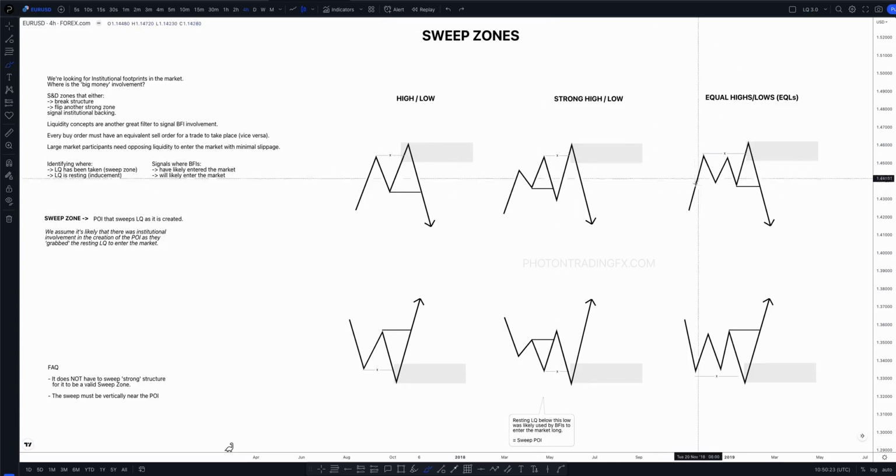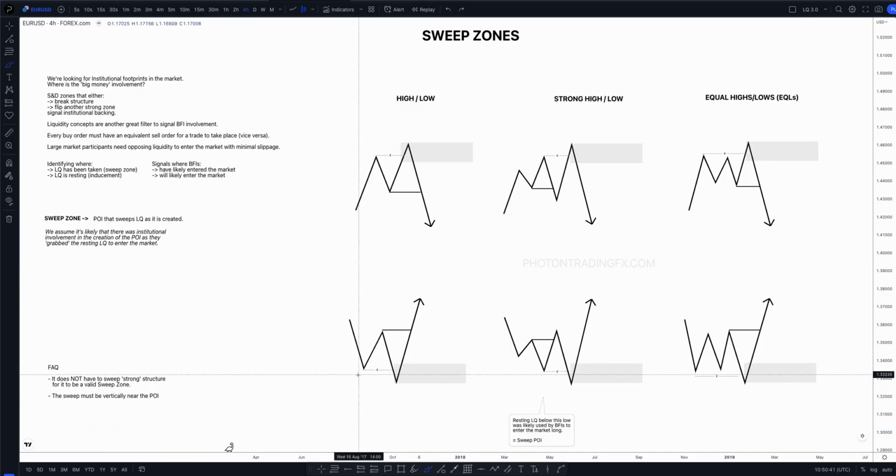And then likewise, same here. If we have a build-up of equal highs, we know there's going to be a lot more liquidity starting to build up behind there compared to if you just had one weak high like that, okay? And that's pretty much it. You don't need to overcomplicate sweep zones any more than that. Kind of just a little sort of FAQ here.